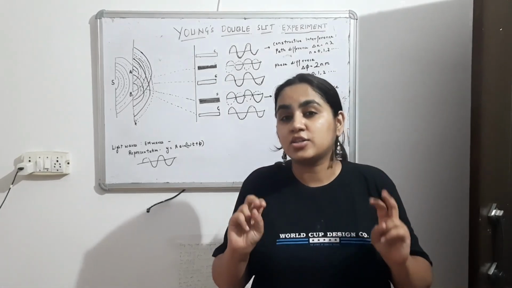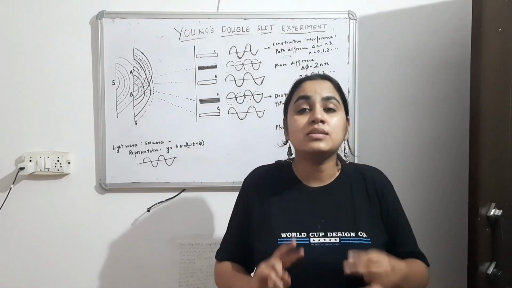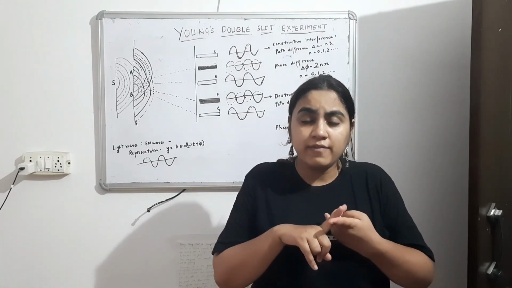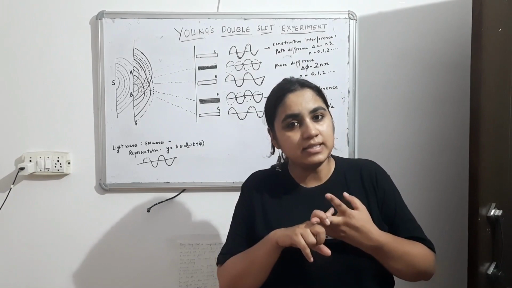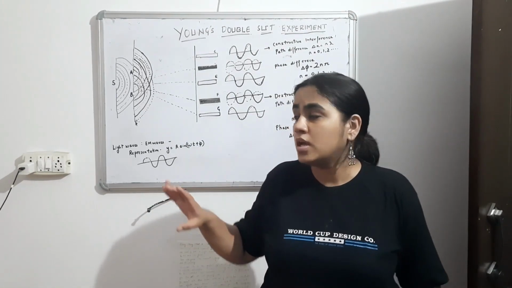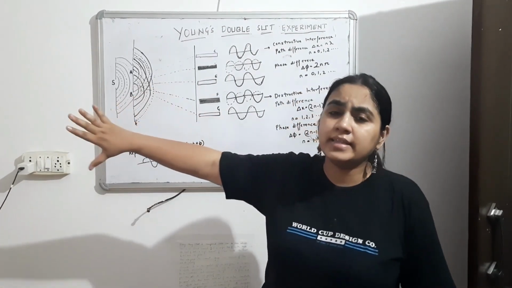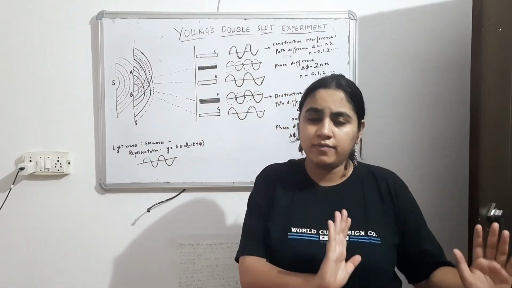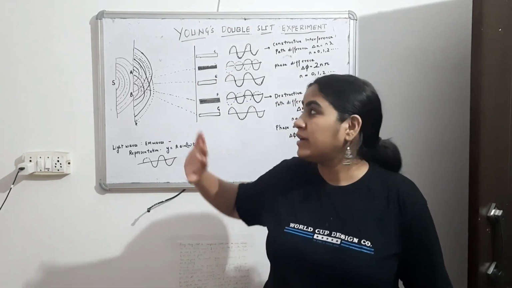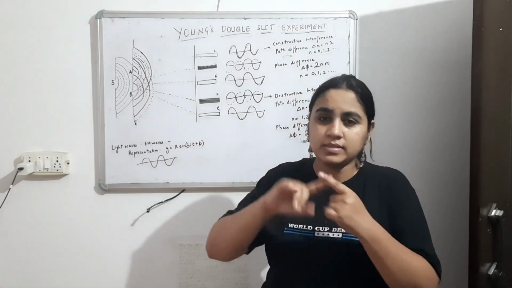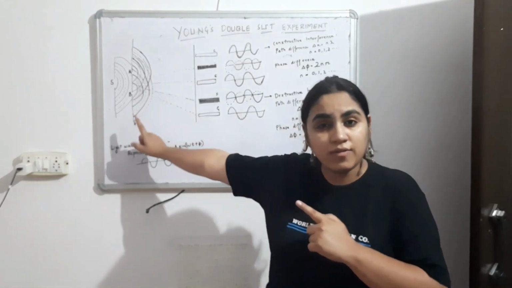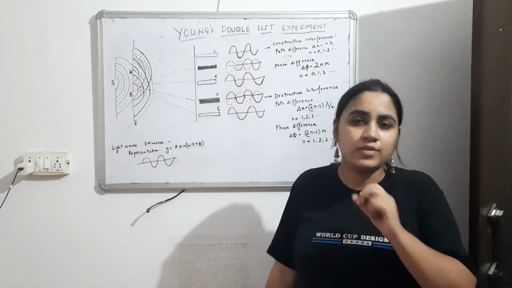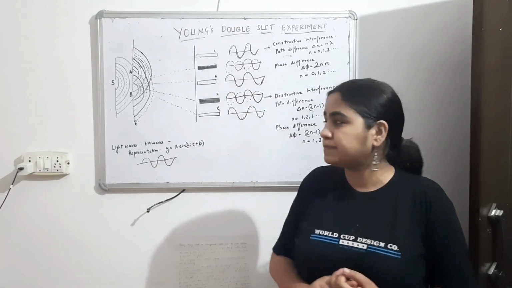Coherent sources are light sources that have the same frequency, the same wavelength, as well as the same or constant phase difference. So what happens in Young's double slit experiment can be summarized in the theory which I've already explained to you. What we actually do is, there are two things. First, we obtain coherent sources of light, and then we perform the superimposition to get the interference fringes. As simple as that.